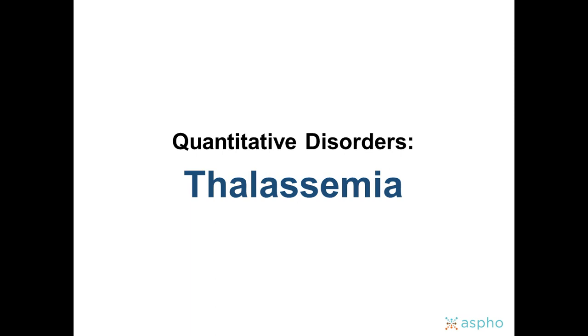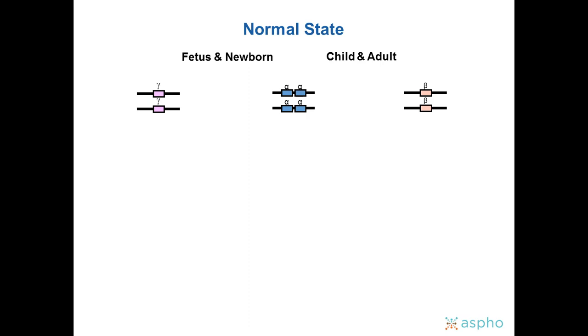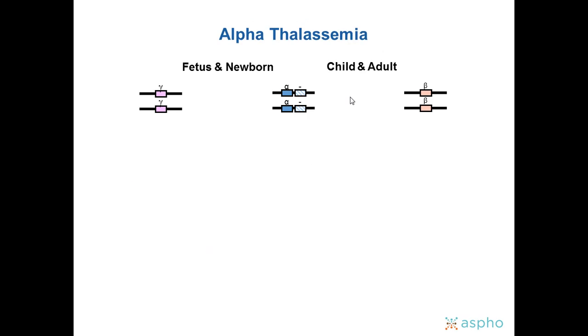Okay, so that was hemoglobinopathies in broad strokes. Now we'll talk specifically about the quantitative disorders, rather, the thalassemias. Before jumping in, let me just review the normal state.